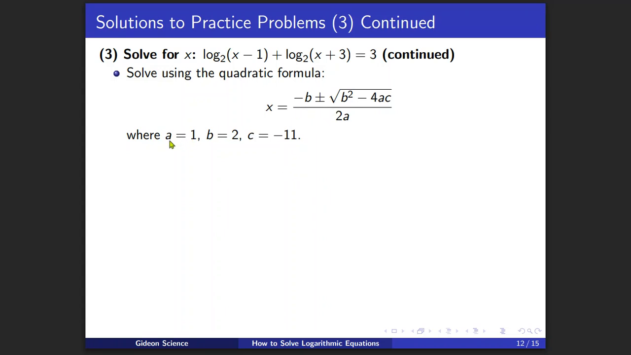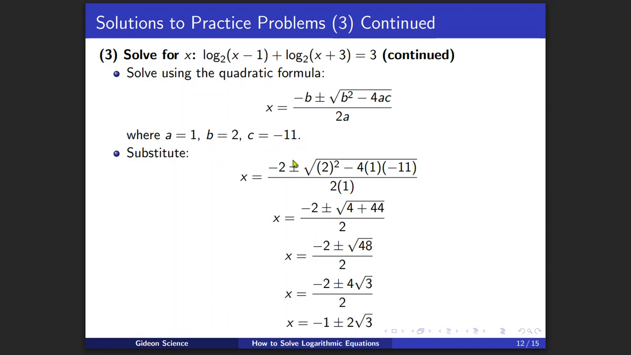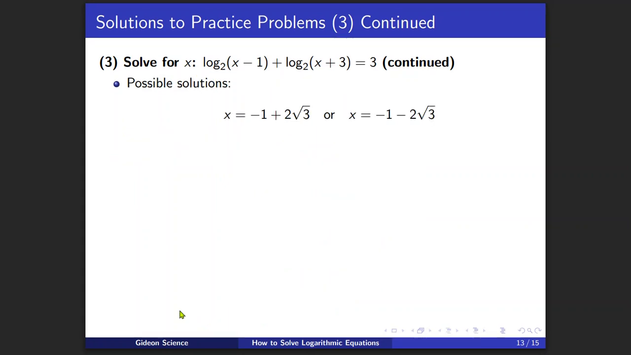we have where a equals 1, b equals 2, c equals minus 11. We just plug it into the quadratic formula. You simplify and arrive at this final solution that x equals minus 1 plus or minus 2 root 3. So, as you can see, the possible solutions are the positive and the negative.